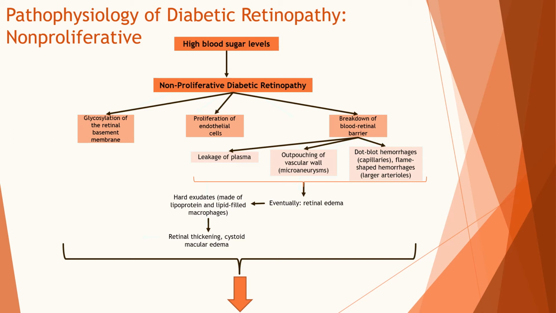The high blood sugar levels lead to NPDR, where the excess sugar adds branches to the retinal basement membrane, known as glycosylation branches, and endothelial cells of the vasculature proliferate. The retinopathy also breaks down the blood-retinal barrier, resulting in leakage of plasma and characteristic dot blot hemorrhages, as well as flame-shaped hemorrhages in larger vasculature.